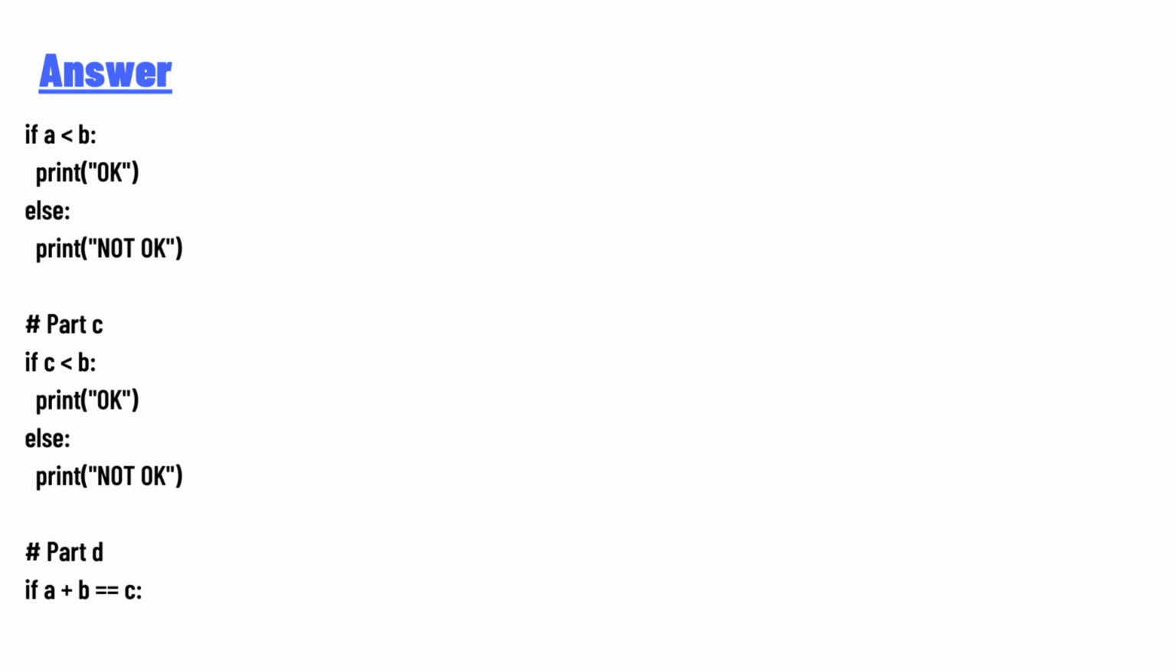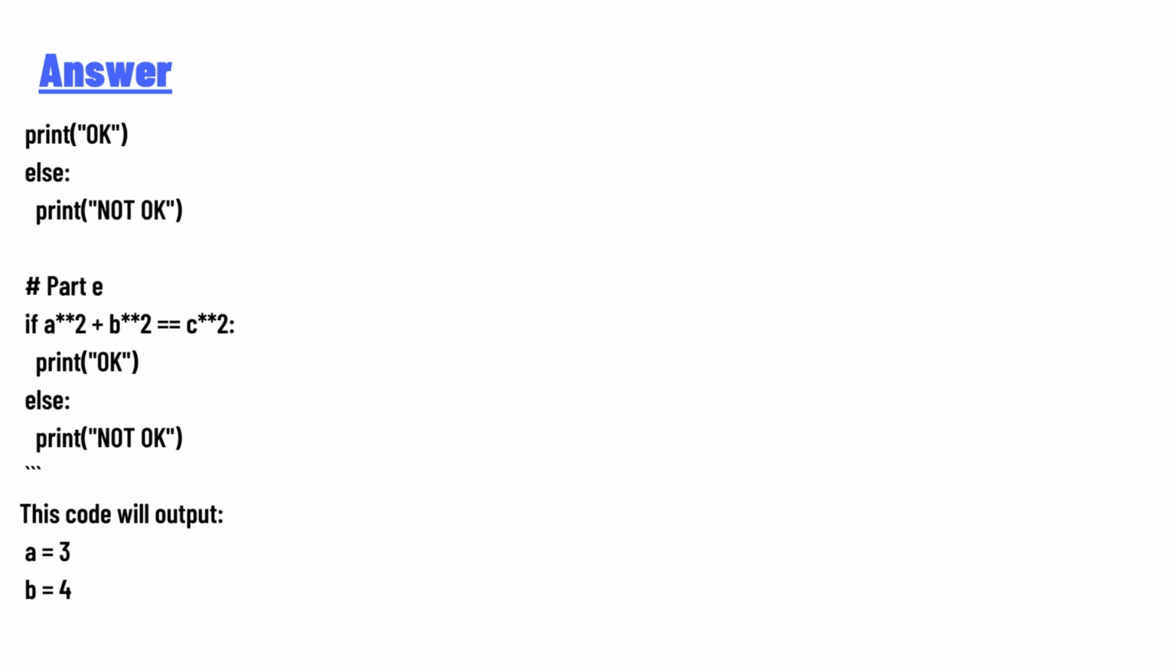Part C: if C less than B, print OK, else print not OK. Part D: if A plus B is equal to C, print OK, else print not OK. Part E: if A square plus B square is equal to C square, print OK, else print not OK.